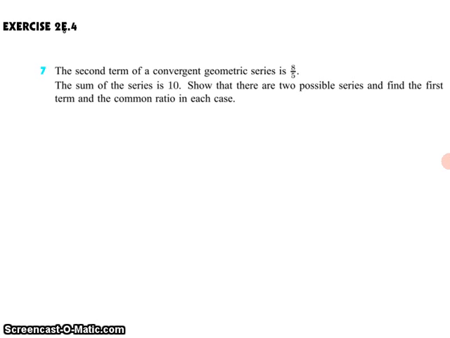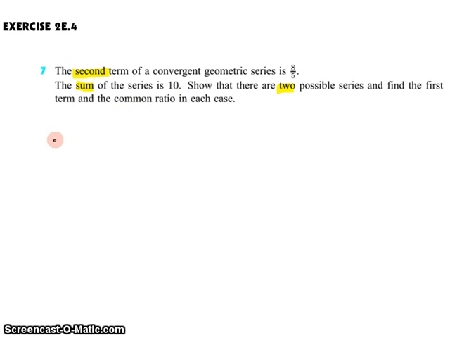This is Chapter 2E.4, Question 7, and this is a good one. We have the second term of a convergent geometric series. It's 8/5. Now the sum of the series is 10. And we want to show that there are two possible series, and we want to find the first term and the common ratio in each case. Wow. Okay, well, let's start with what we know.